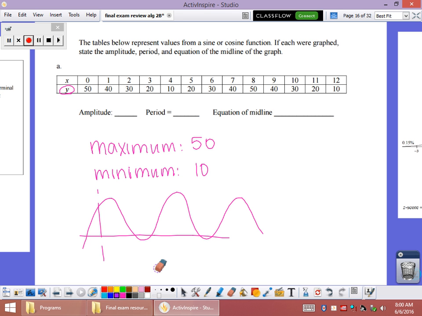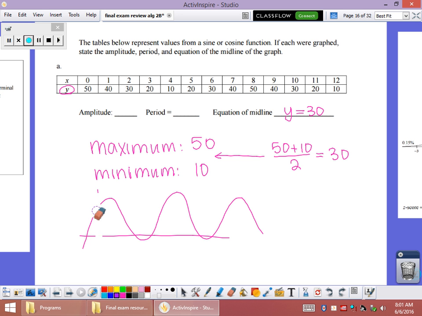And to me that's really helpful because I know that the midline is going to be exactly between those values. So I can either just sort of guess and check what's exactly in between them. Even easier to me is to average the maximum and the minimum. So if I average 50 and 10, just add them up and divide by 2, I get 30. And that's the equation of the midline, y equals 30. And we write it as an equation.